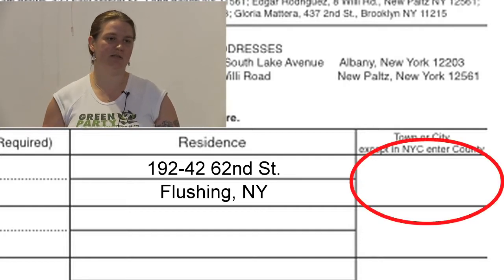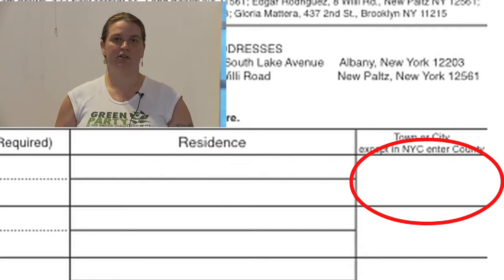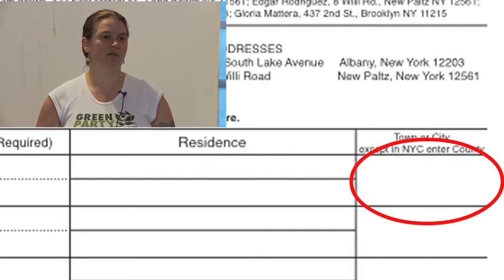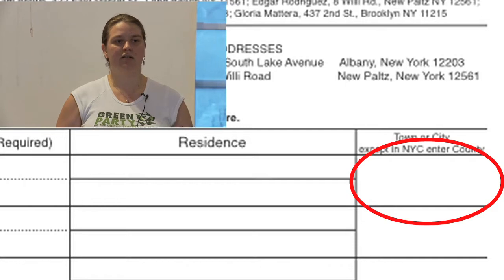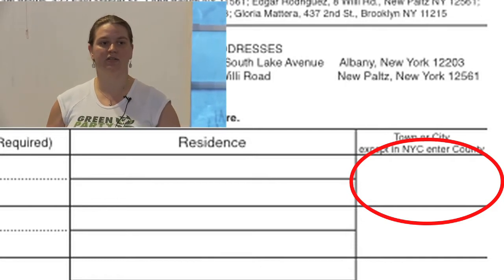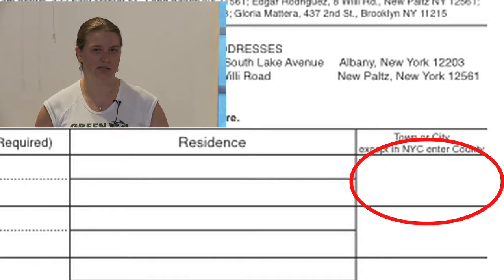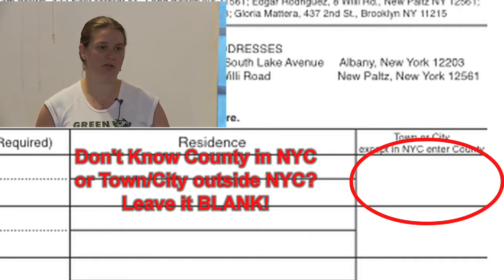There are 62 counties in New York. The 5 counties of New York City I'm going to go over with you just because not everybody knows what they are. Manhattan is New York County, Brooklyn is Kings County, the Bronx is Bronx County, Staten Island is Richmond County, and Queens is Queens County. That's in your packet, so you don't have to write it down. If someone doesn't know their county, leave it blank, and that is the rule of thumb for the entire petitioning process.